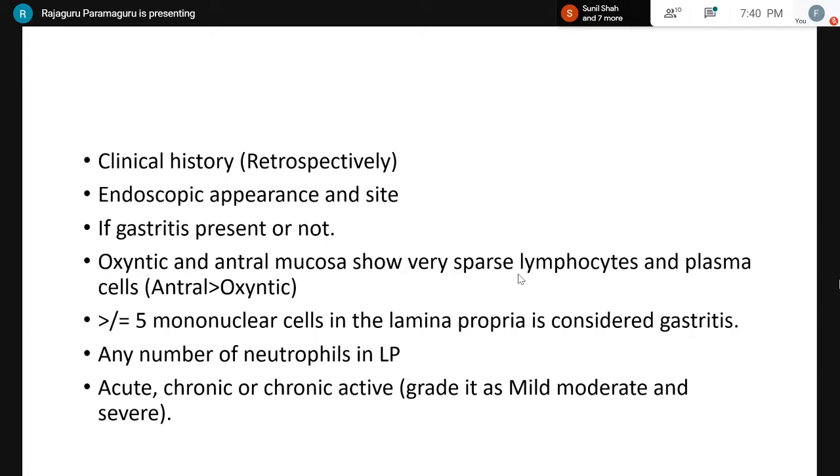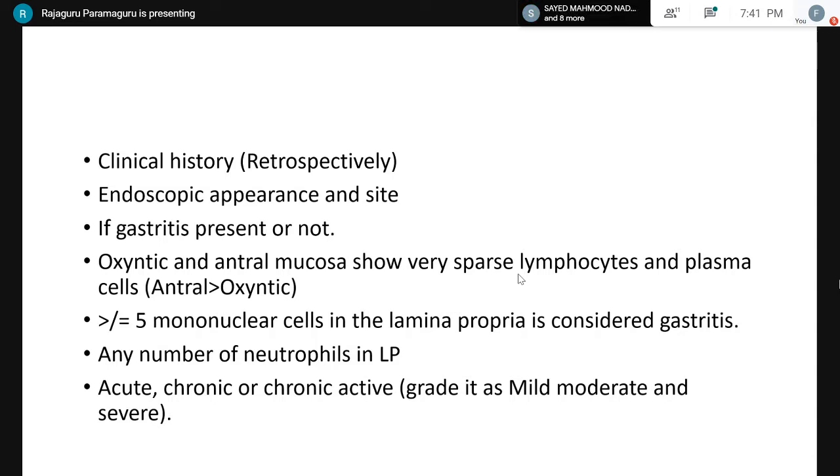It always means there is some active inflammation going on. In the foveal epithelium, if it is infiltrating the foveal epithelium, we call it activity. If it is inside the pit, then we call it a pit abscess, and so on. So neutrophils, if present, should be noted. It has to be differentiated from those neutrophils which are lying within the small capillaries. We'll have to make sure of that, but I think that would not be a problem. But the presence of neutrophils, any number, even a single neutrophil in the lamina propria, is significant.